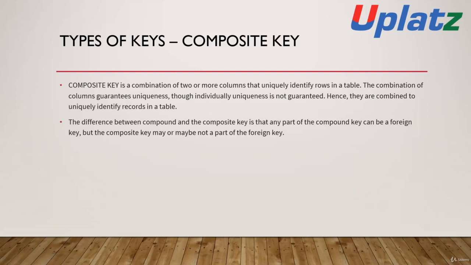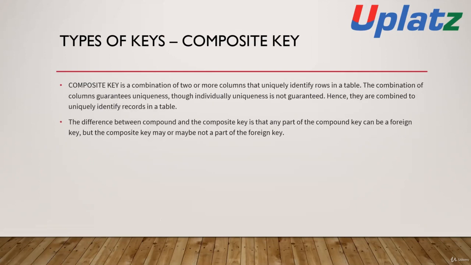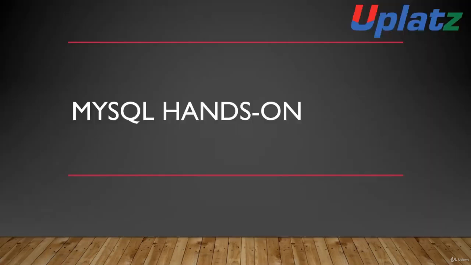The main difference between compound and composite key is that any part of the compound key can be a foreign key, but the composite key may or may not be part of a foreign key. In the previous example, order number and product ID can be part of any other table, and can become the foreign key for that table. But that may not be the case with your composite key. A composite key has multiple attributes, just as the compound key does, but it cannot work as a reference from another table. It cannot become part of the foreign key. So that's the composite key for you.